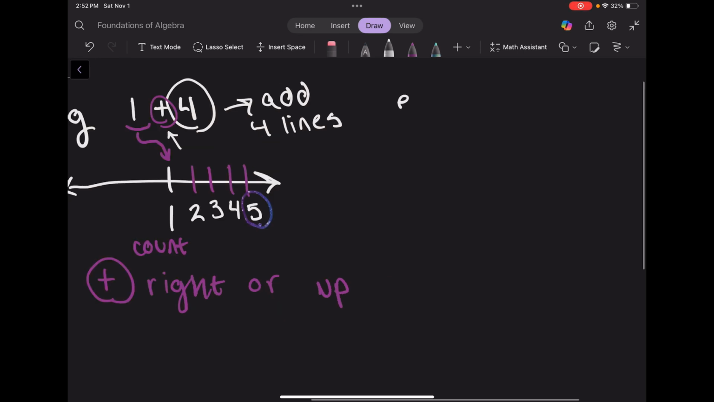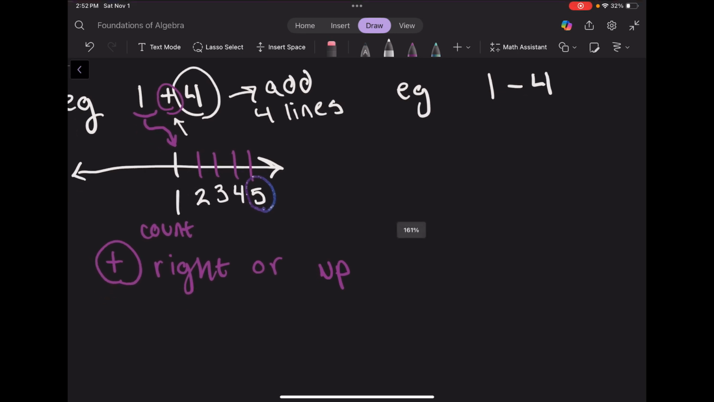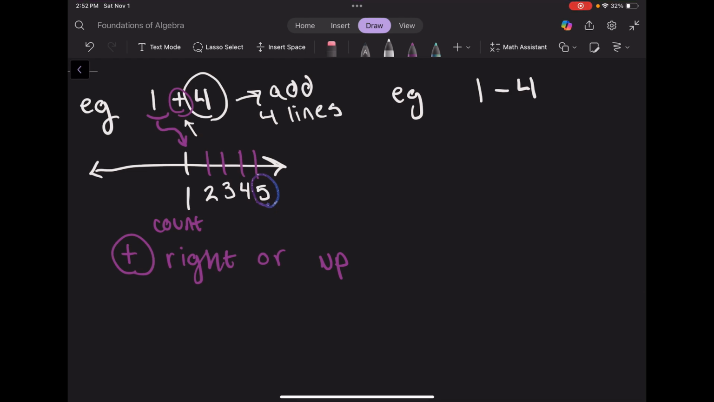All right, let's do 1 minus 4. It's important to note that in these example problems that we're doing right now, these are positive numbers. Just because we have positive numbers doesn't mean we're going to get a positive answer. So these are my orders, or my operations that I'm doing. I'm either adding or I'm subtracting. However, both of these are positive numbers. So let's make our number line and let's figure out where we're going to end up. What direction are we moving?